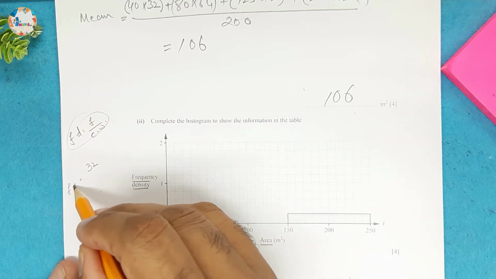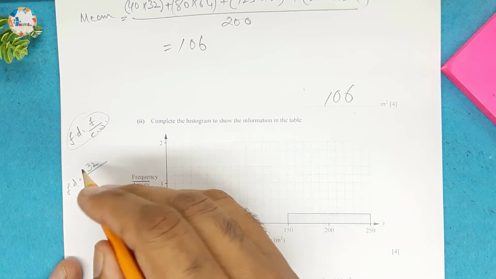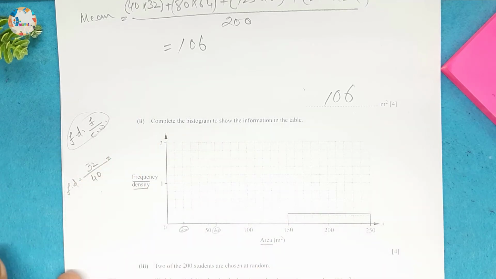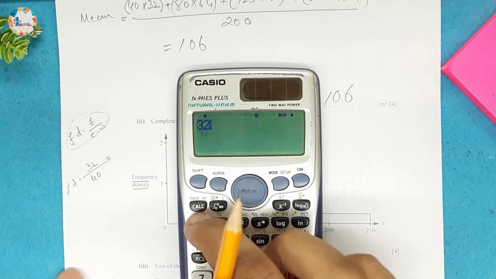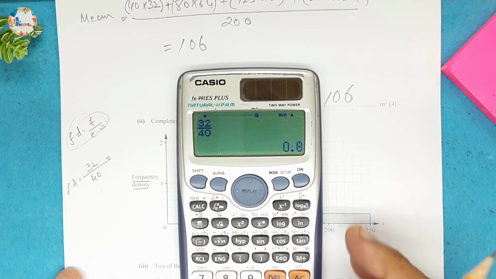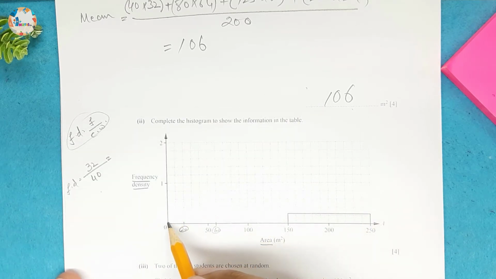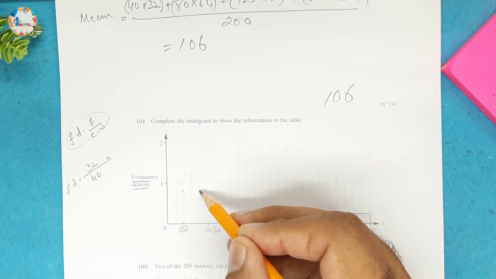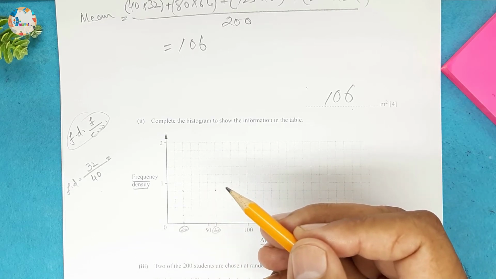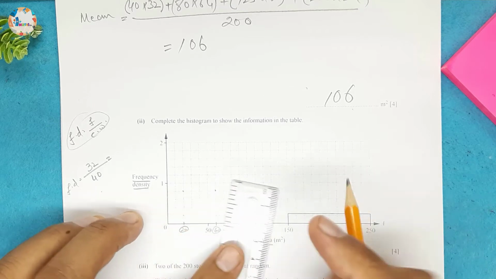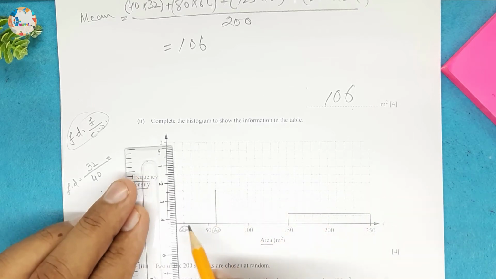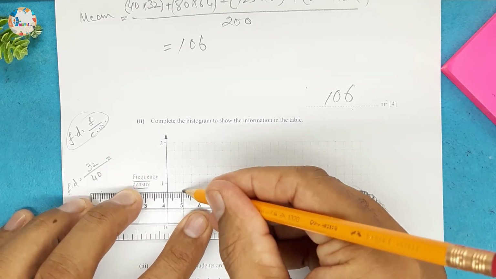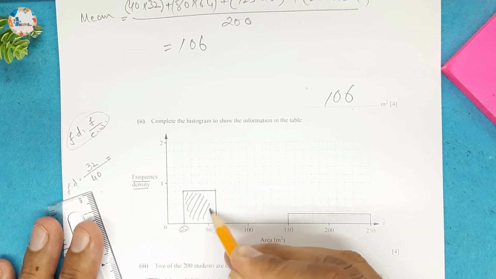So frequency density will be equal to 32 divided by class width, which is 20 to 60, so divided by 40, and 32 divided by 40 will be equal to 0.8. So we can take 0.8 height, 0.2, 4, 6 and 8 up to this one. So this will be our histogram bar for this. So we can draw this height. This is 20 to 60, so this should be a closed bar.